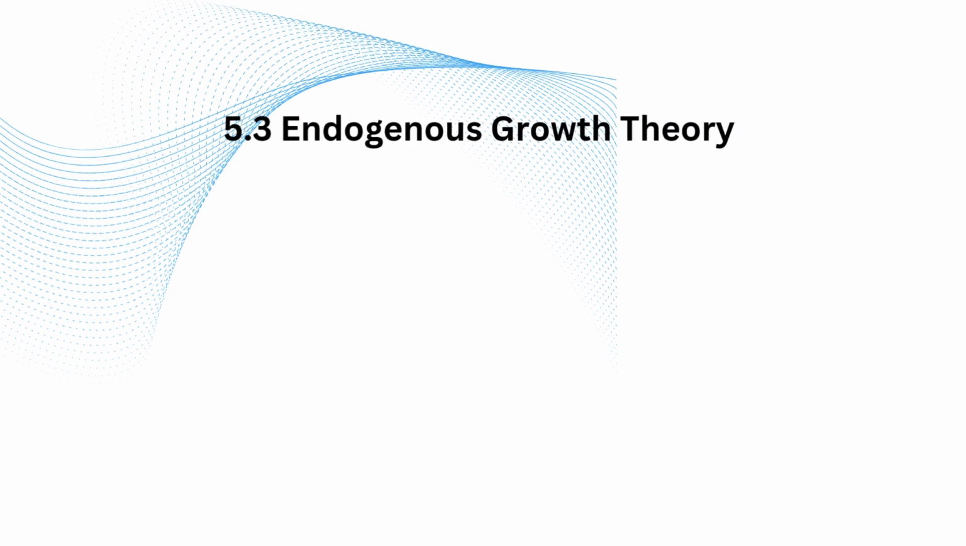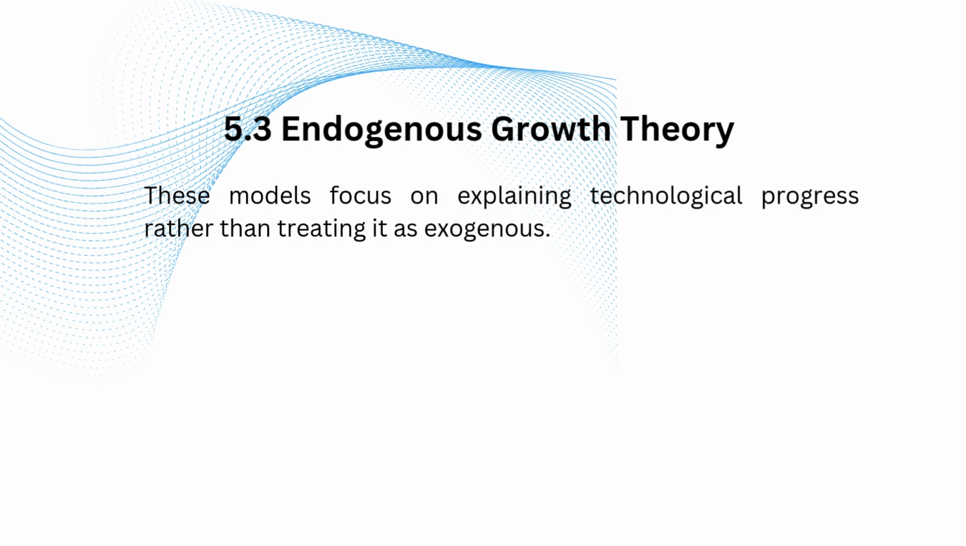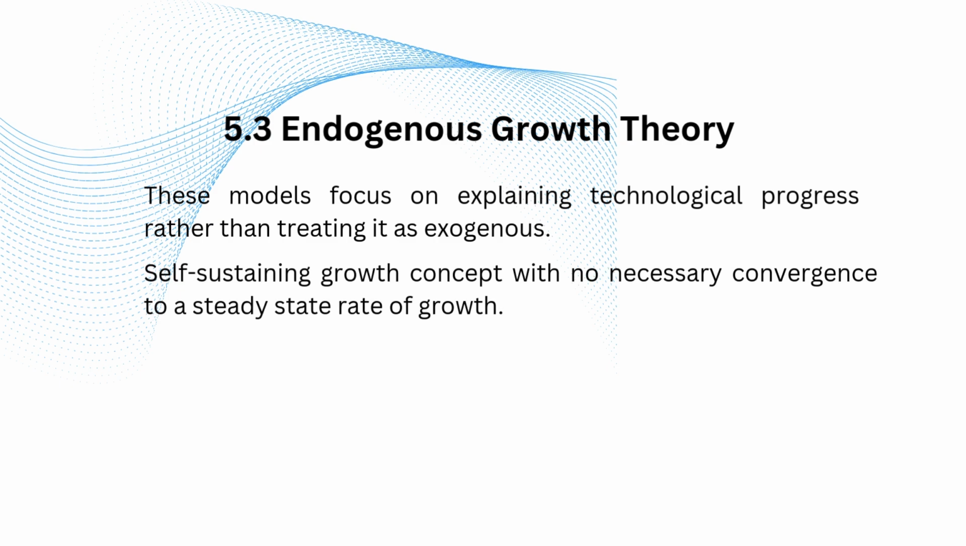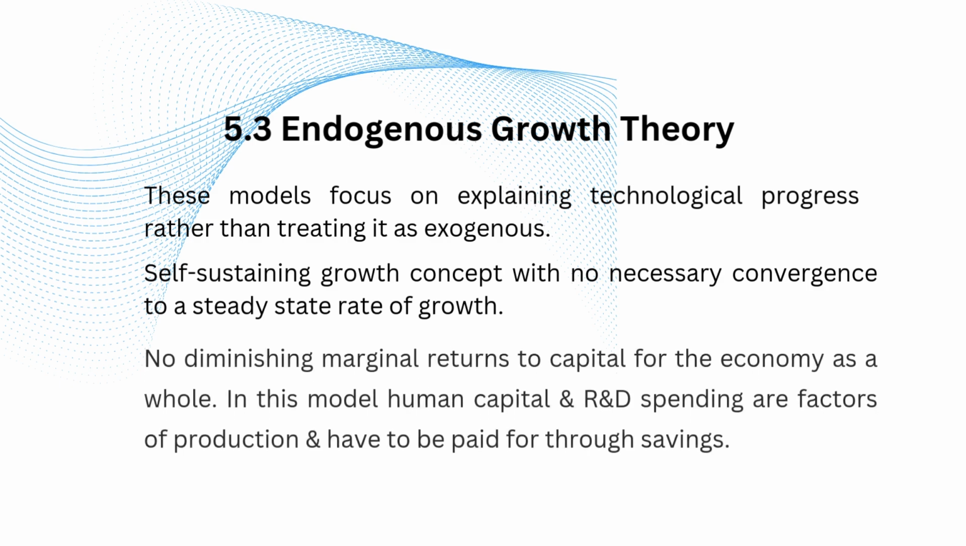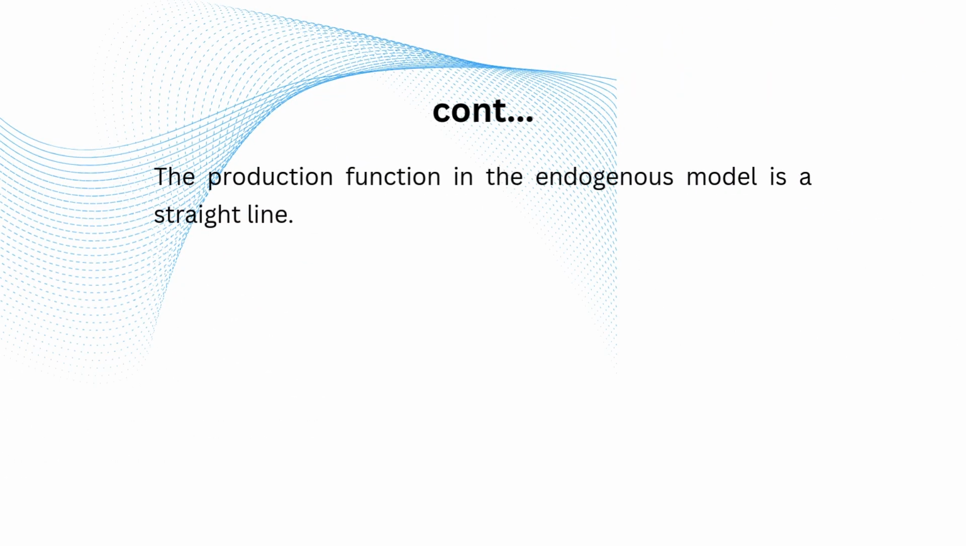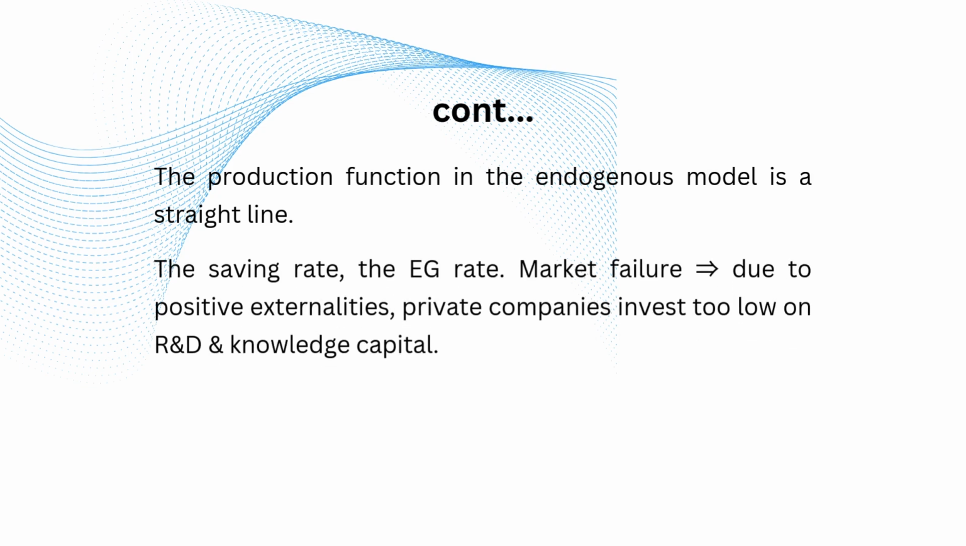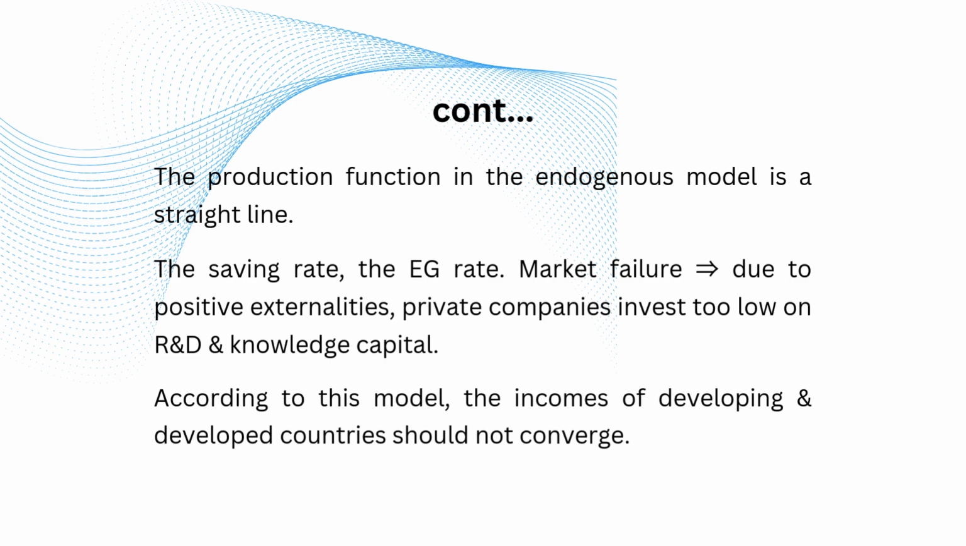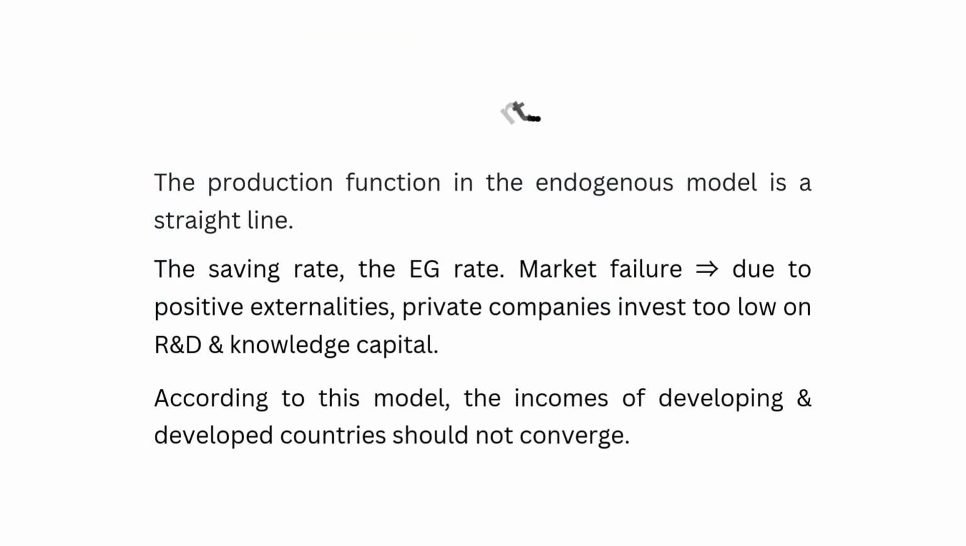5.3 Endogenous growth theory. These models focus on explaining technological progress rather than treating it as exogenous. It is a self-sustaining growth concept with no necessary convergence to a steady-state rate of growth. There are no diminishing marginal returns to capital for the economy as a whole. In this model, human capital and R&D spending are factors of production and have to be paid for through savings. The production function in the endogenous model is a straight line. The saving rate affects the EG rate. Market failure due to positive externalities: private companies invest too little in R&D and knowledge capital. According to this model, the incomes of developing and developed countries should not converge.